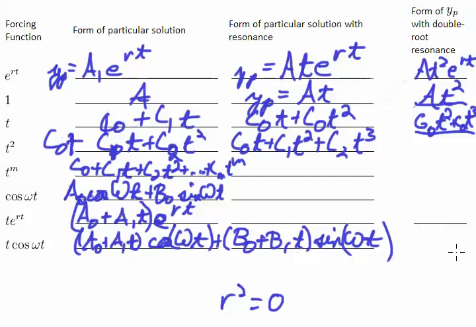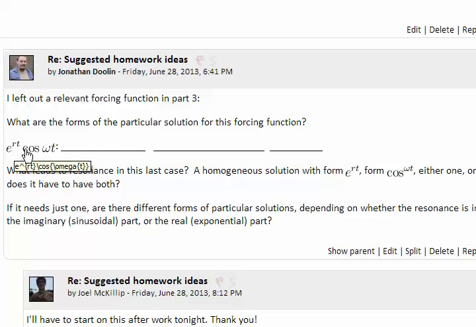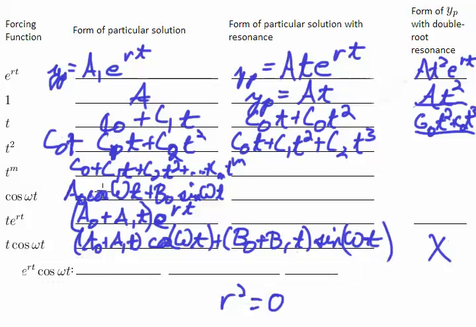Actually, I don't think it could happen here. It would never happen with the sine and the cosine because you'll never have a double root with an imaginary root. Finally, on this one, e to the rt cosine omega t, we're going to have basically a e to the rt cosine omega t plus b e to the rt sine omega t.